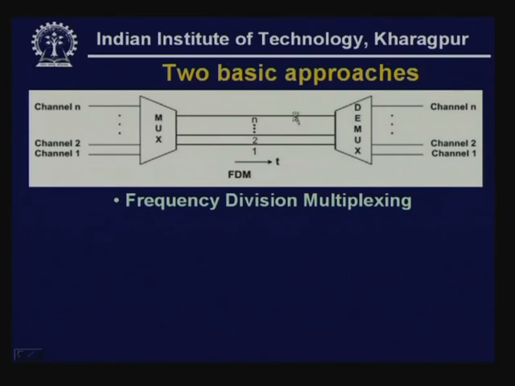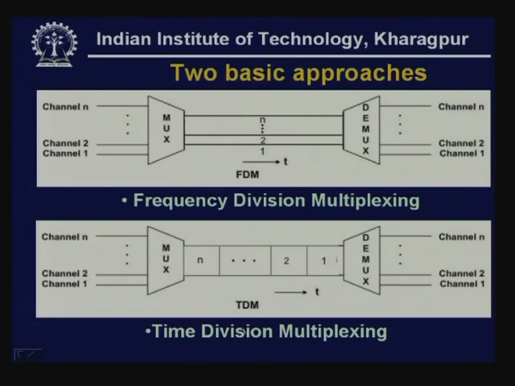The second one is time division multiplexing. Here the approach is a little different. In the previous case all the signals were sent simultaneously, but here it is not so. As you see, the signals are coming from different channels, and what is being done, the time is divided into slots, and in slot 1 signal from channel 1 is sent, and in slot 2 signal from channel 2 is sent, in slot 3 signal from channel 3 is sent, in slot n signal from channel n is sent.